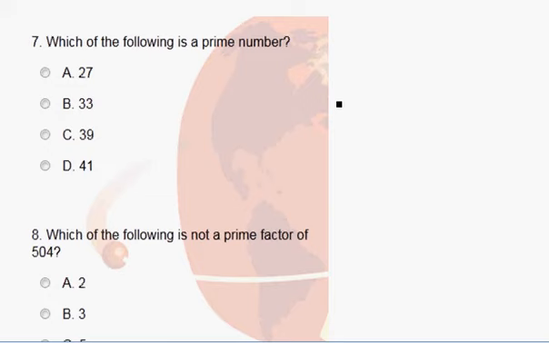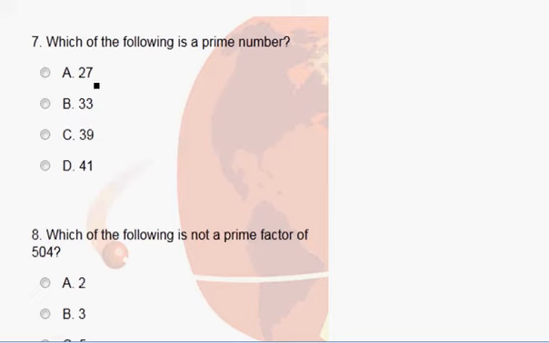Number 7 asks us, which of the following is a prime number? So of course we have to know the definition of a prime number is any number whose only factor is 1 and itself. So that means that there are no other numbers that divide the number that is prime. So this is something that you should be able to do basically by inspection, just by looking to see what numbers divide these numbers here.